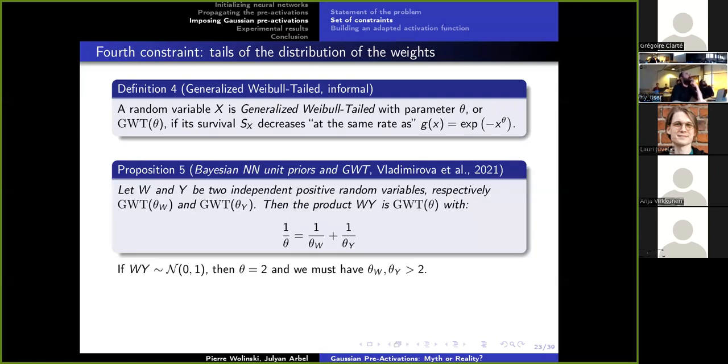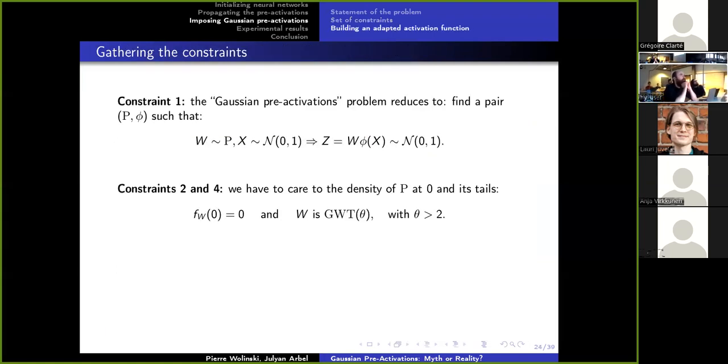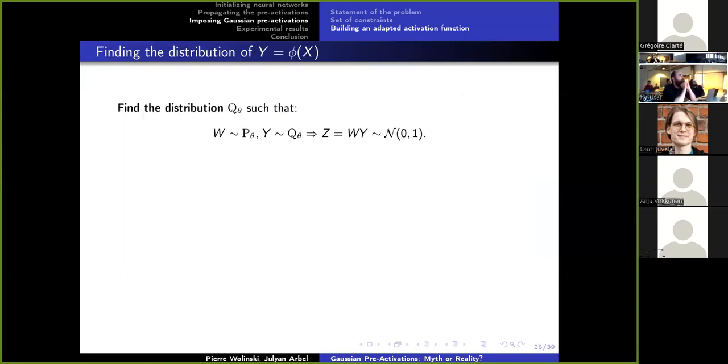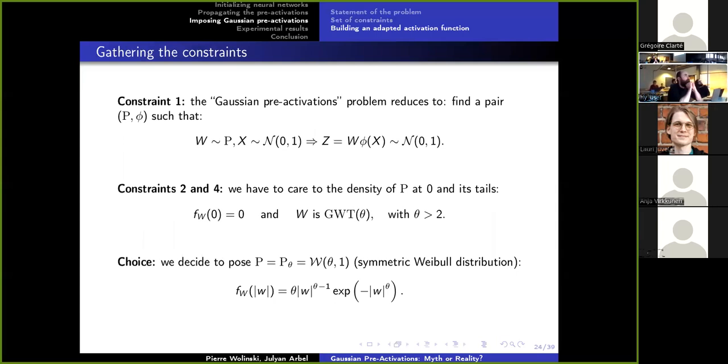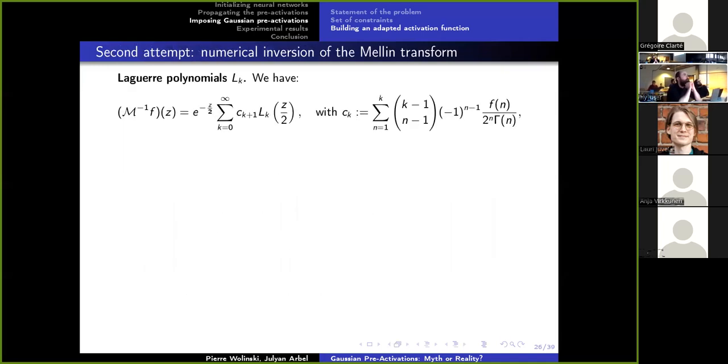Here is an interesting part of the process of obtaining the constraints. It's about the tails of the distribution of w and y, and the tails must be light enough. So when we are gathering the constraints, we are choosing the symmetric variable as initialization distribution for the weights in order to fulfill the constraints that we have put before. And once we have decided to take the symmetric variable distributions, there is a whole process of computing the Q. I will skip that. It's a bit technical.